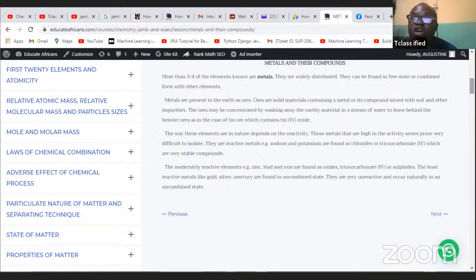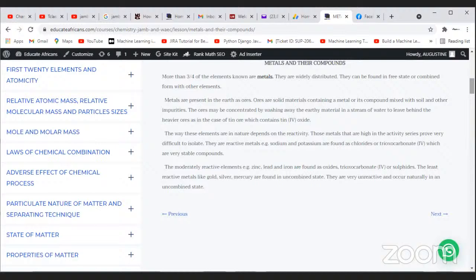So with this, you can see how metals exist in nature. If the metal is very reactive, you're going to see it as a chloride or trioxocarbonate(IV). An example is sodium and potassium. You're going to find more of sodium chloride, more of potassium trioxocarbonate(IV), stuff like that. But if it is moderately reactive, like zinc, lead, and iron, you're going to find them mostly as oxides.